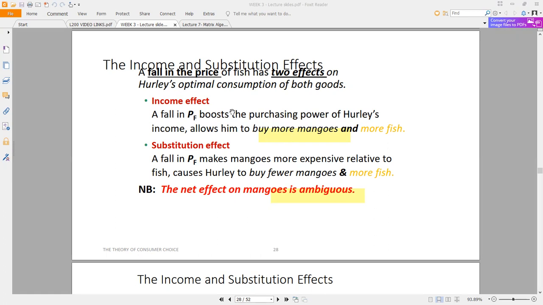It will depend on the magnitude of the two effects. If the income effect is more than the substitution effect, we'll buy more. But if the substitution effect is more than the income effect, then we are going to buy less. So as for the effect of the change in price of fish on mangoes, it's ambiguous. We wouldn't know. But for fish, whenever there's a fall in price, the income effect will cause him to buy more. The substitution effect also causes him to buy more. So we are going to buy more fish.